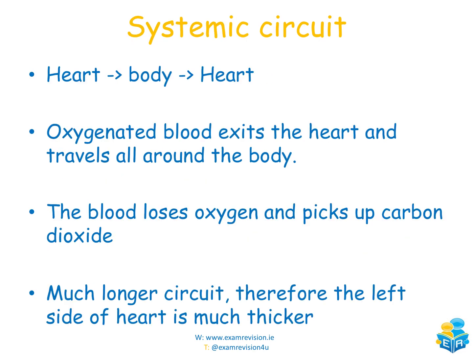The systemic circuit then is going to send blood from the heart to all of the rest of the body and then back to the heart again. So the oxygenated blood is going to exit the heart and travel all around the body. The blood is going to lose the oxygen and pick up carbon dioxide once it's used up. And this is a much longer circuit. So the left-hand side of the heart is going to have much thicker walls because it has to pump the blood a much further distance.